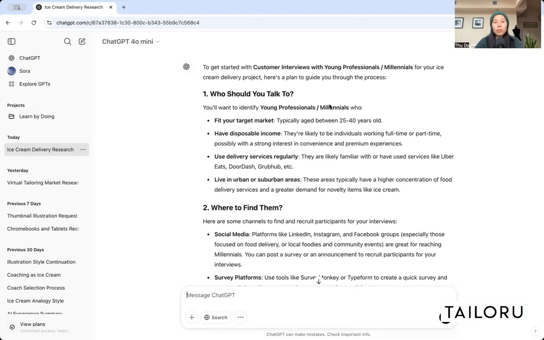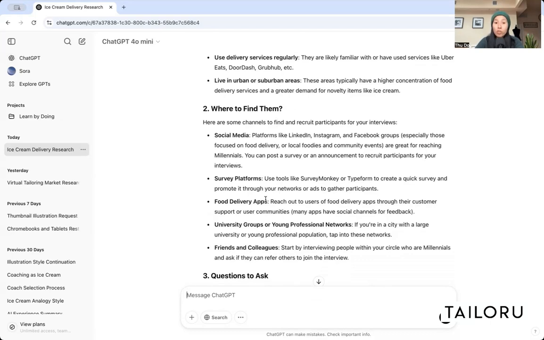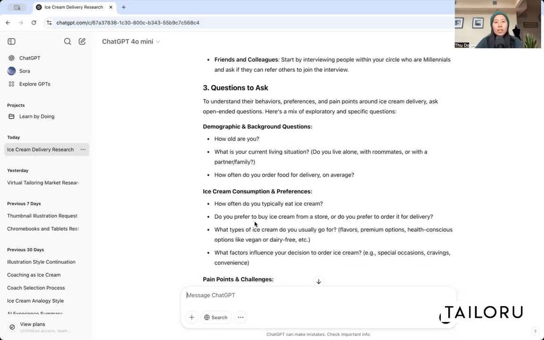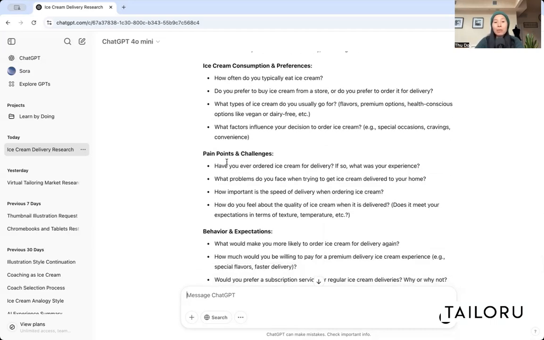I should talk to people between the ages of 25 to 40, who have disposable income, have delivery services regularly to their house, and live in an urban or suburban area. I can find them through social media, maybe targeting some of these competitive apps, university and young professional networks. And in my own circles, that's always the quickest way to start. And then the questions to ask here are pretty good. So, asking some screening baseline questions around demographics, their habits of ice cream consumption and preference, and then asking about their pain points. What I've found in the past is that it's the most rewarding and rich information that you could gain, because it would allow you to form your service to address specific pain points in unique ways.